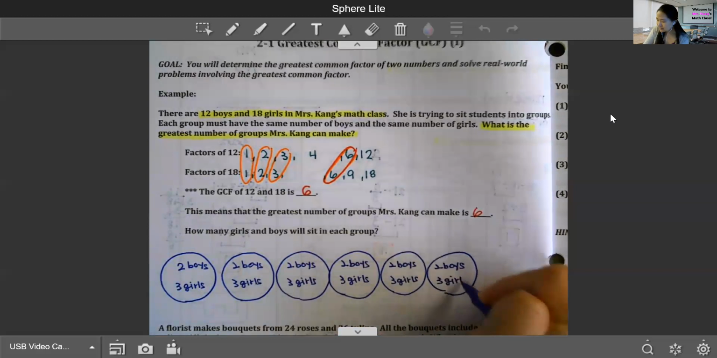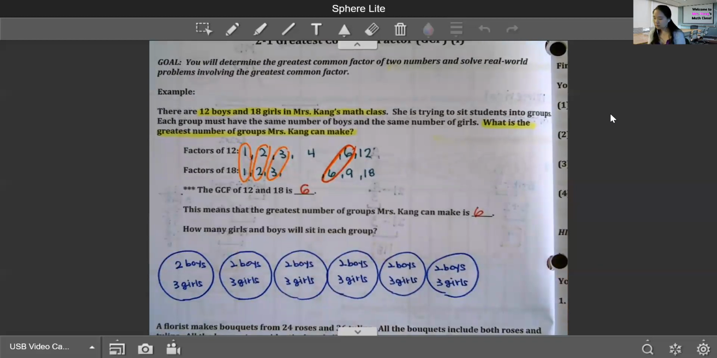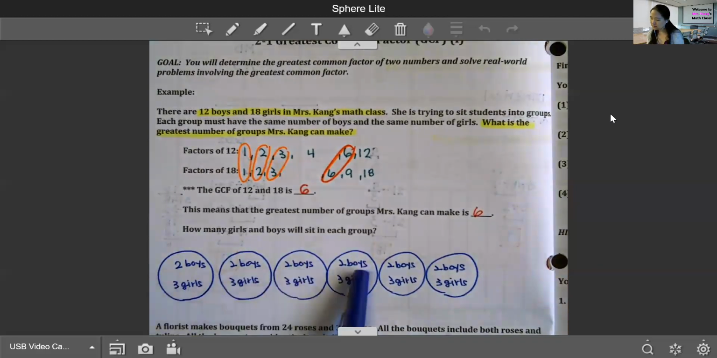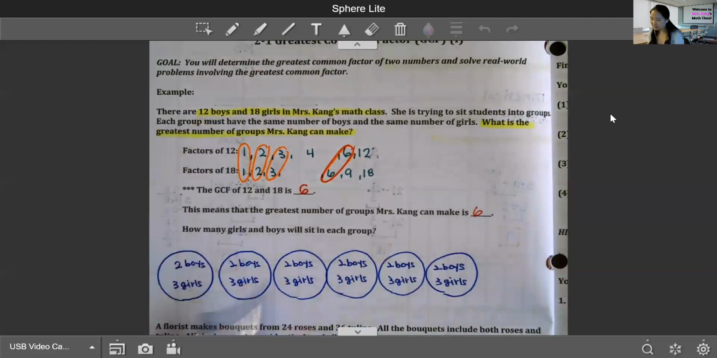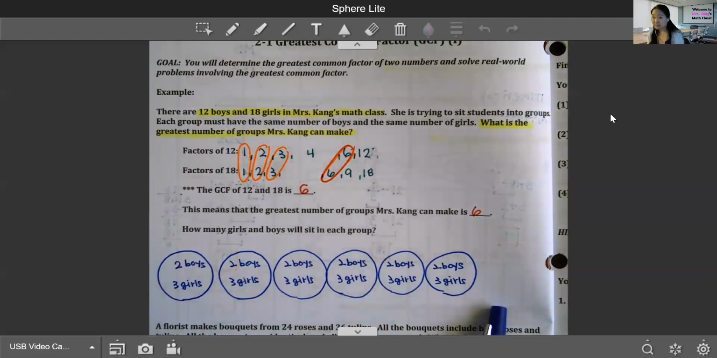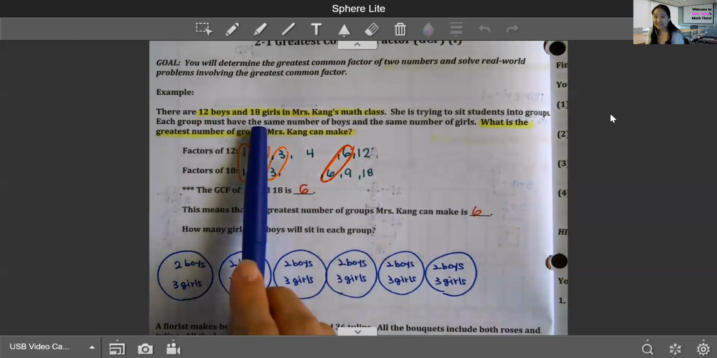Okay, let's see if that made sense to you. So 2 boys in each group and there are 6 groups. That's a total of 12 boys. 3 girls in each group and I have 6 groups, so 3 times 6, I have a total of 18 girls.